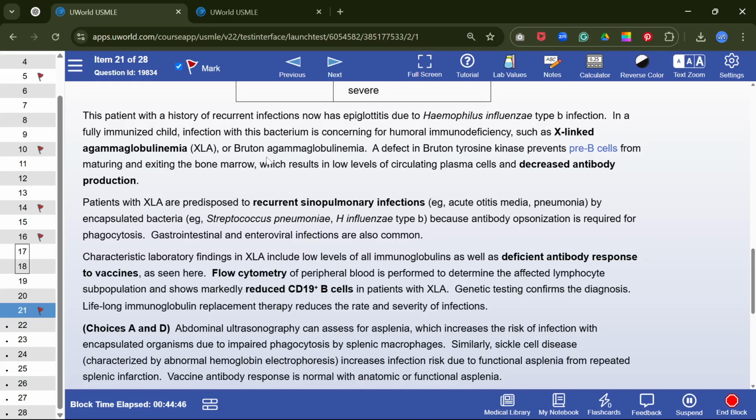As seen here, flow cytometry of the peripheral blood is performed to determine the affected lymphocyte subpopulation and shows markedly reduced CD19 B cells in patients with X-linked agammaglobulinemia. Genetic testing confirms the diagnosis. Lifelong immunoglobulin replacement therapy reduces the rate and severity of infection.